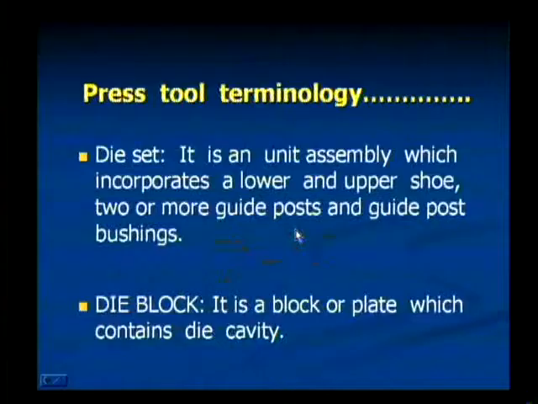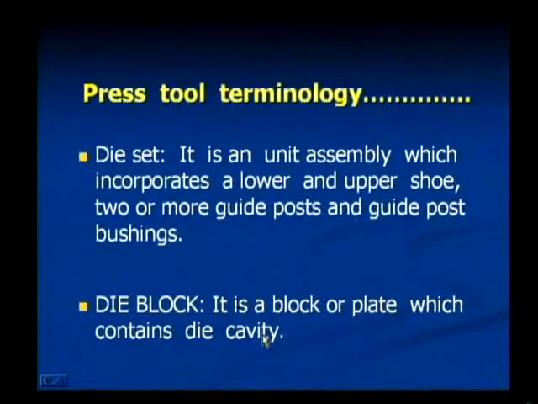Let us discuss the press tool terminology. Die set. It is a unit assembly which incorporates a lower and upper shoe, two or more guide posts and guide post bushings. The punch as well as the die together can be called the die set. Die block. It is a block or plate which contains the die cavity.